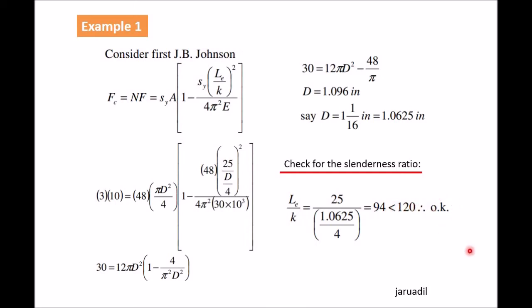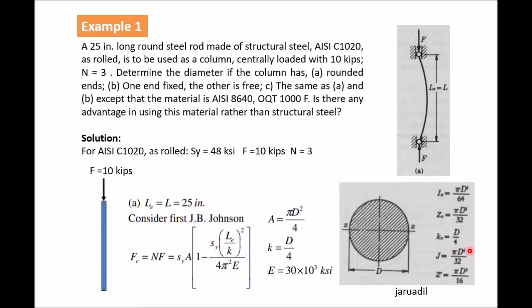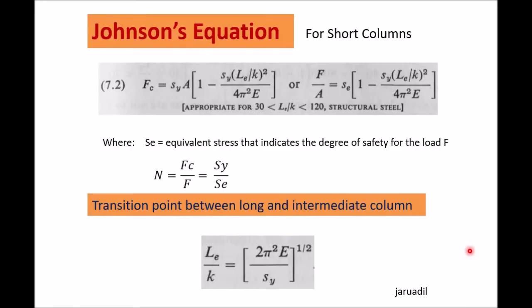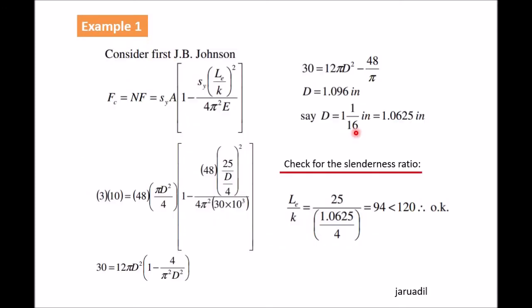Kasi sabi natin, ang Johnson's formula, okay, Johnson's formula, dapat LE over K is less than 120 but greater than 30. So, kung masatisfy natin ito for that material, so okay yung design natin. We can use the diameter equal to 1.0625 inch. So, kung nag-greater yan, 120, then you try the Euler's equation.